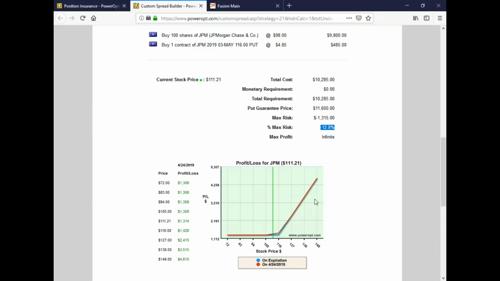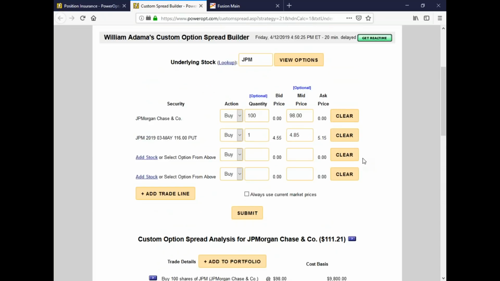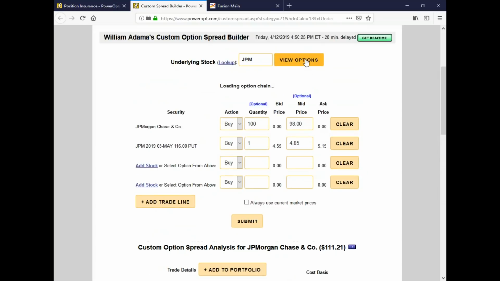Still infinite upside on the position. Okay, but what's wrong? This ends in 21 days. That might suit your goals. That's perfectly fine. The insurance tool shows you that. But now your follow-up question is, how can I generate income? Well, the same way you would generate income on a stock.